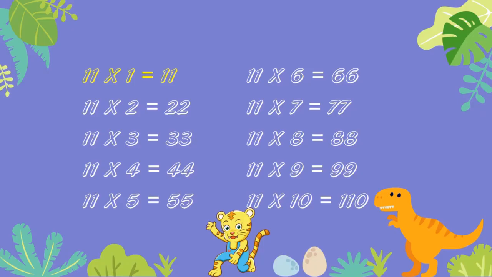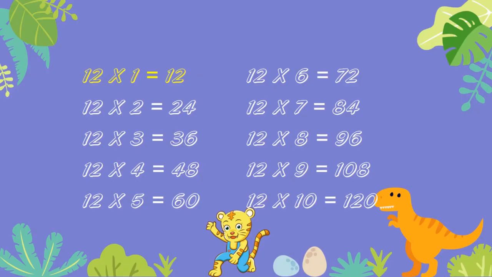11 ones are 11. 11 twos are 22. 11 threes are 33. 11 fours are 44. 11 fives are 55. 11 sixes are 66. 11 sevens are 77. 11 eights are 88. 11 nines are 99. 11 tens are 110.